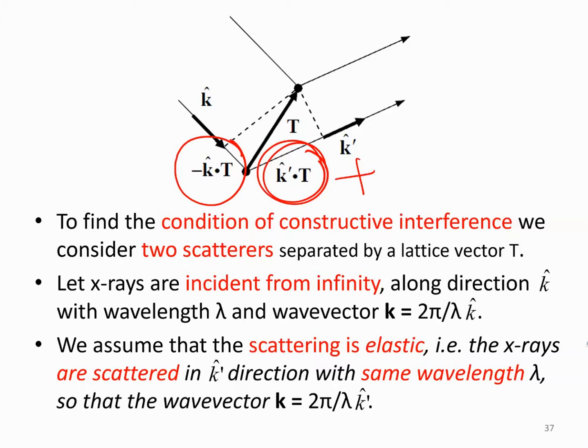So let the X-rays be incident from infinity along the direction K, with wavelength lambda and wave vector K equal to 2 pi over lambda. We assume that the scattering is elastic. Elastic means that they have the same energy before and after, no energy changing, no wavelength changing. For example, the X-rays are scattered in the K prime direction with the same wavelength. Whenever the wavelength is the same, the energy should also be the same, so the magnitude of the wave vector K prime equals 2 pi over lambda.